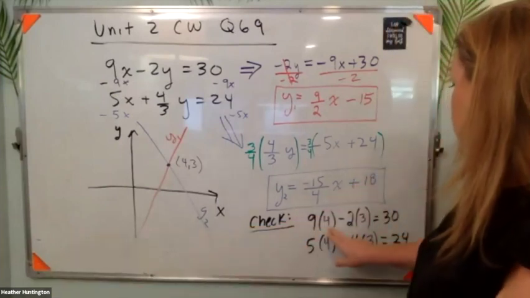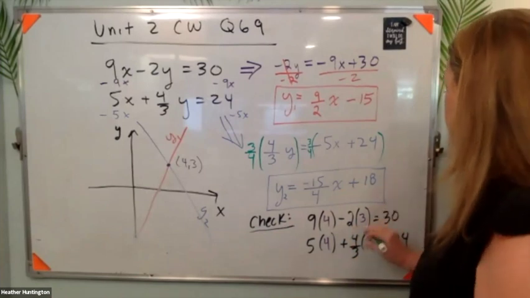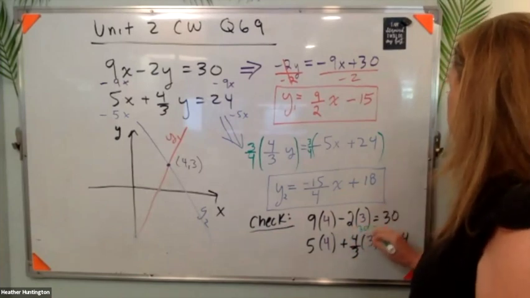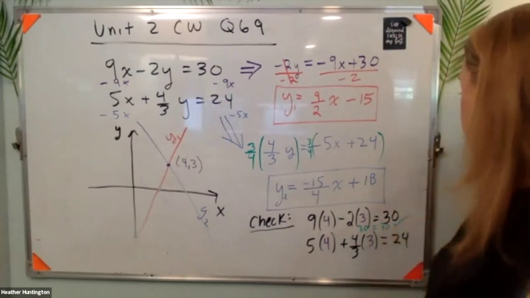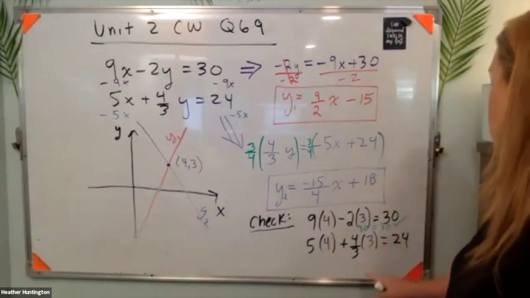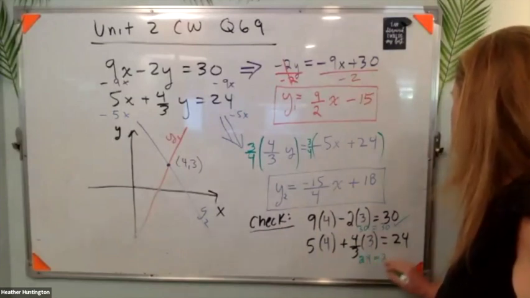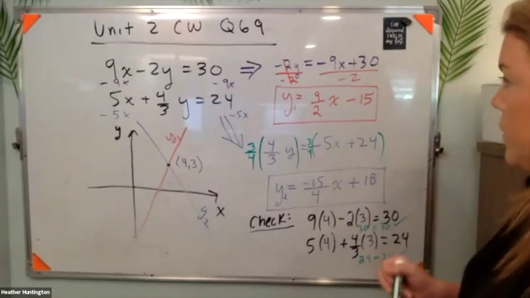Okay, 9 times 4 is 36 minus 6 is 30. So we get 30 equals 30. Check. And then this is 20 plus 4 is 24. So we get 24 equals 24. Check. So this one checks out.